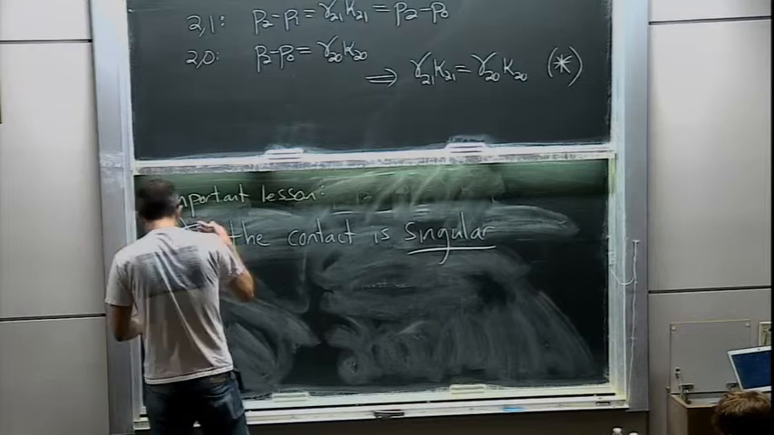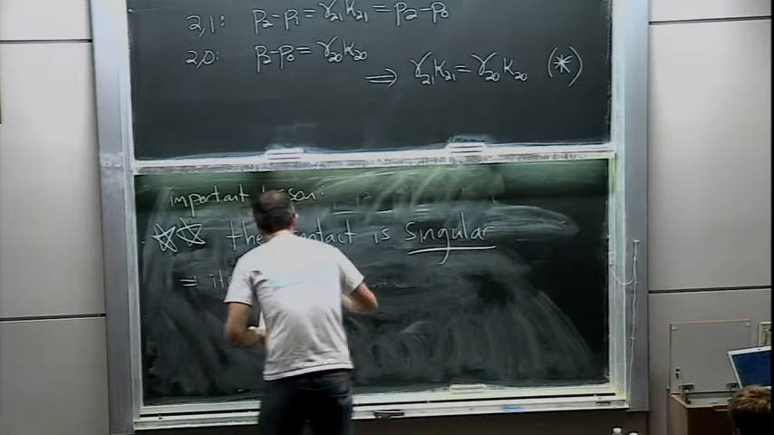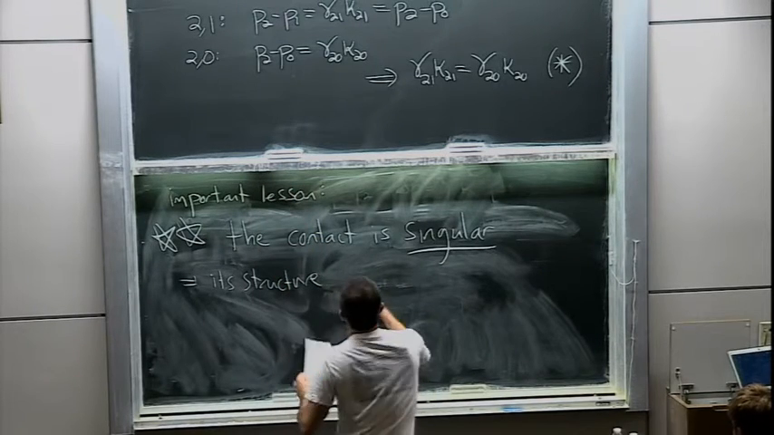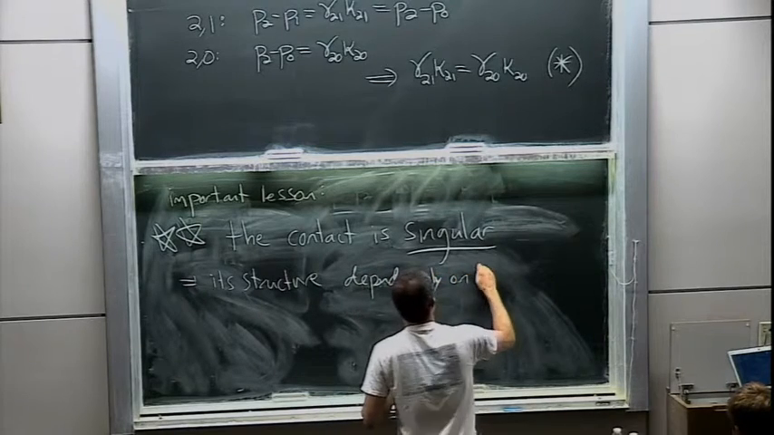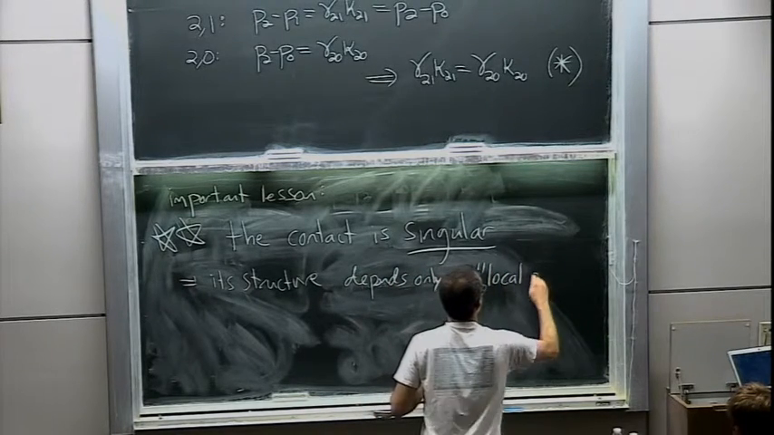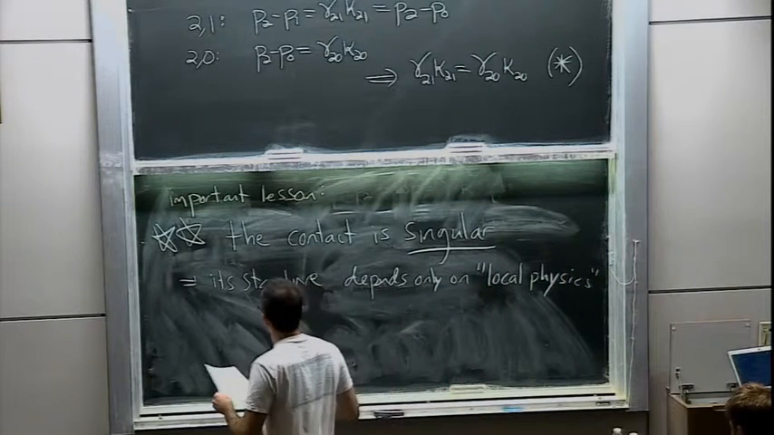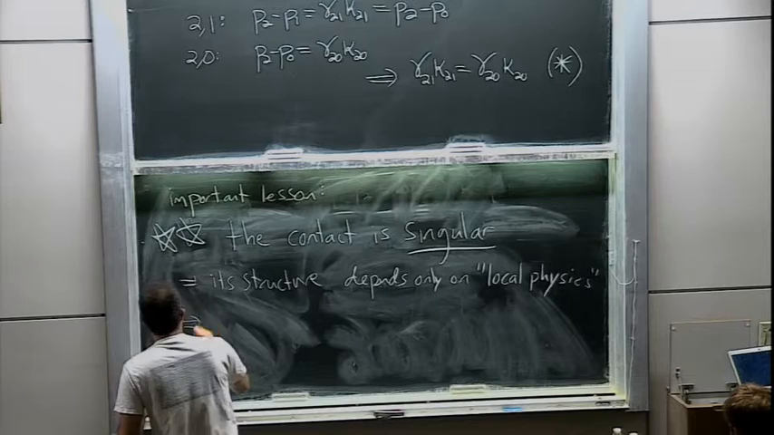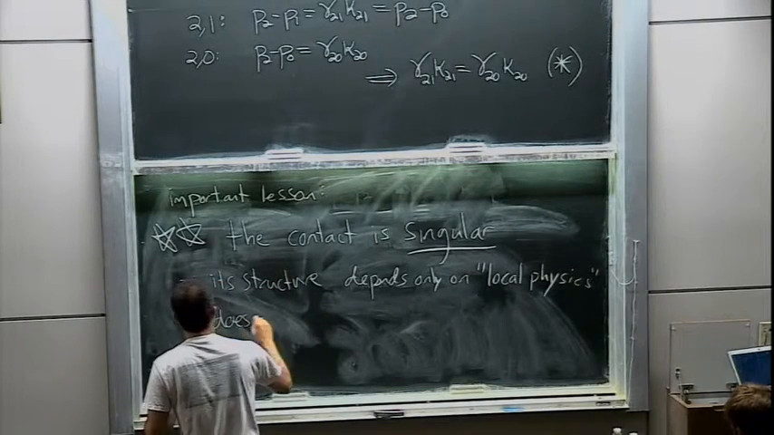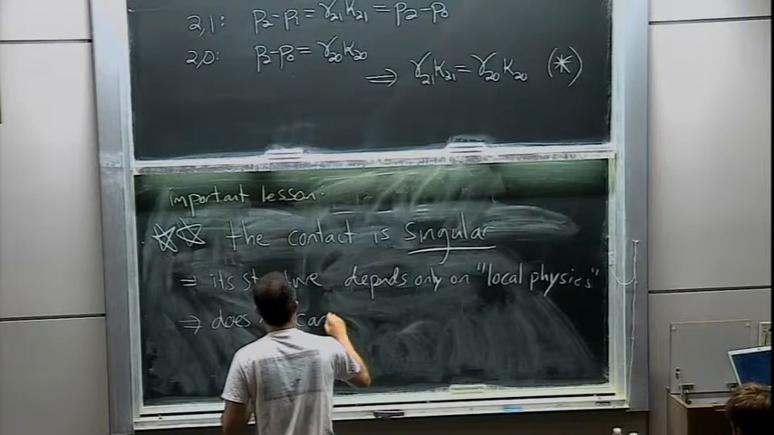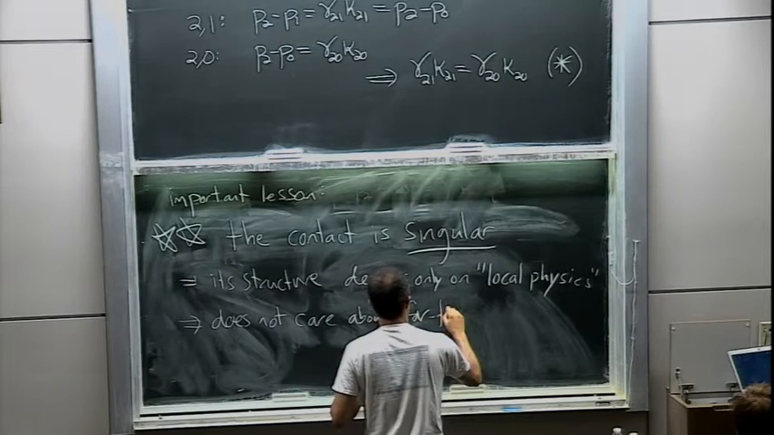And that's because the contact line is singular, and that means, and I'm talking specifically here, but I mean it generally, its structure depends only on what we'll call local physics. And what I mean by that is that the structure of the singularity does not care about far field boundary conditions.